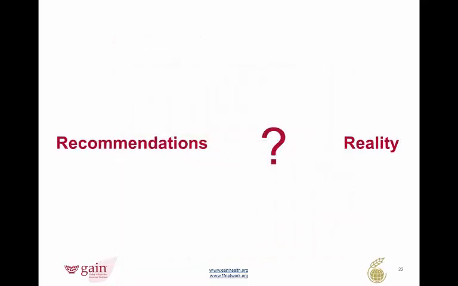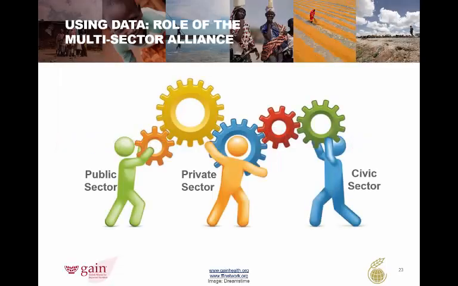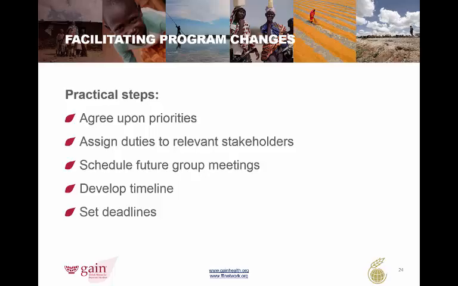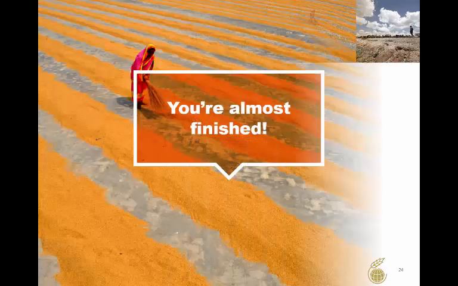However, how do such recommendations become reality? The multi-sector alliance, with representatives from the public, private, and civic sectors, should take responsibility for reviewing each summary report in detail and gathering stakeholders to catalyze action. When stakeholders meet to discuss how to move forward with their recommendations, it will be important to agree upon priority modifications, assign duties to relevant stakeholders, schedule future meetings, develop a timeline for action, and set deadlines. These factors increase the likelihood that the program changes will be achieved in a timely manner.